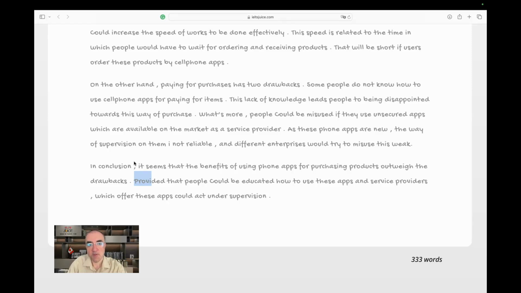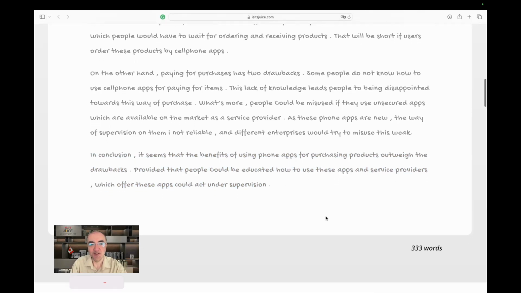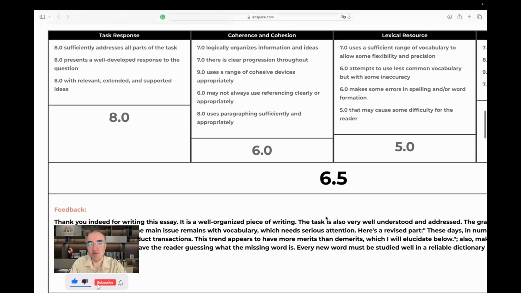Which offer these apps could act under supervision. Okay. I mean, the very last sentence is not giving me the exact message. The message is fine. I'm not confused with the final sentence, but it's not a sentence. I need a comma here. That's a grammar mistake. And at the same time, it makes the final paragraph a one-sentence paragraph. So, yeah, I have 2 issues here. 333 words. Let's look at the band descriptors.